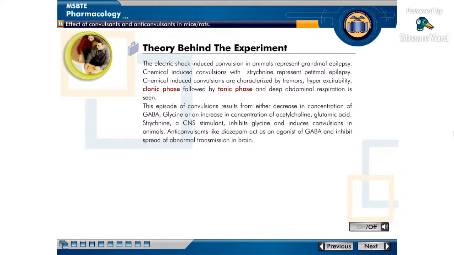This episode of convulsions results from either a decrease in concentration of GABA, glycine, or an increase in concentration of acetylcholine, glutamic acid. Strychnine, a CNS stimulant, inhibits glycine and induces convulsion in animals. Anticonvulsants like diazepam act as an agonist of GABA and inhibit spread of abnormal transmission in the brain.